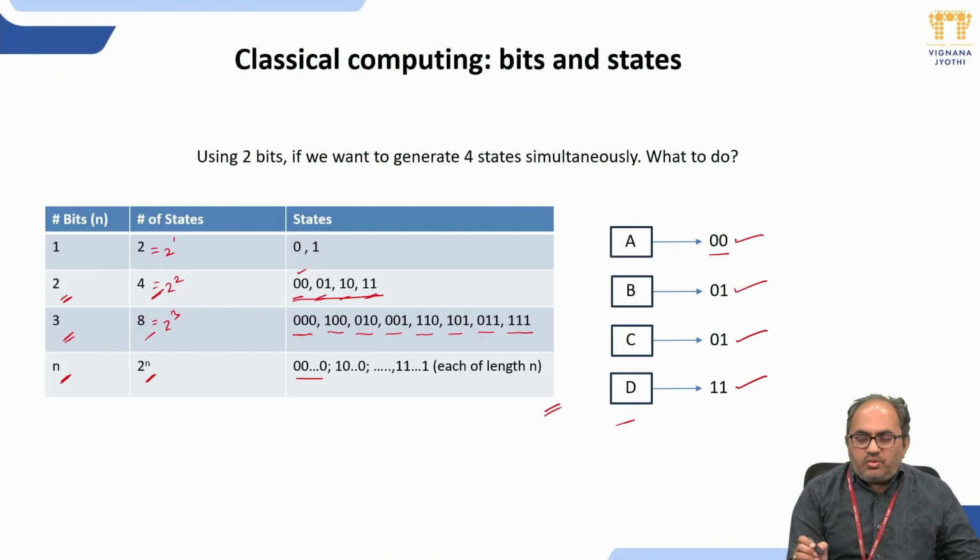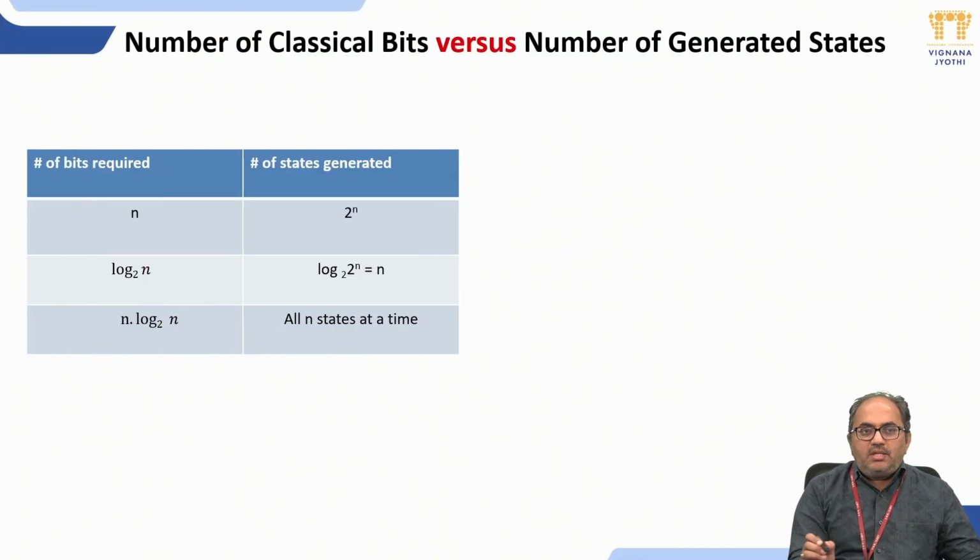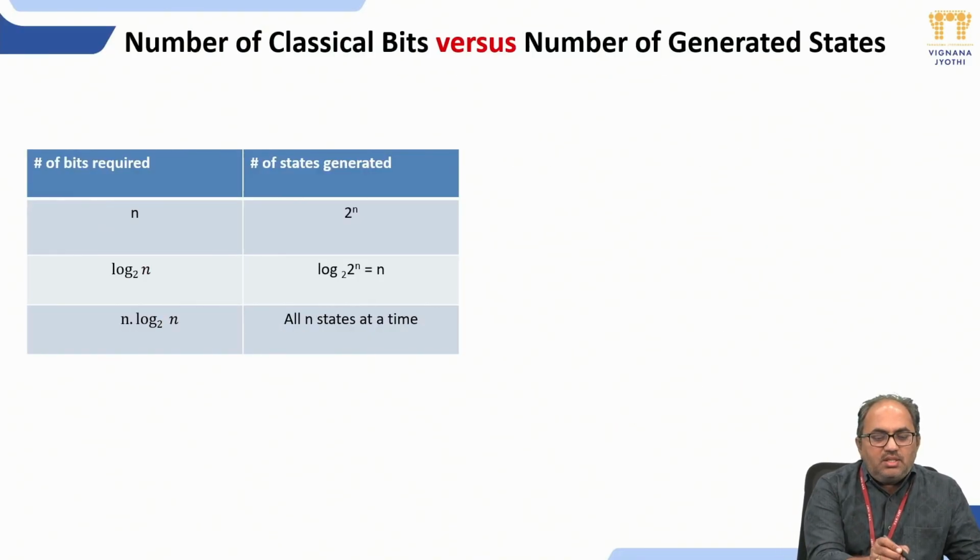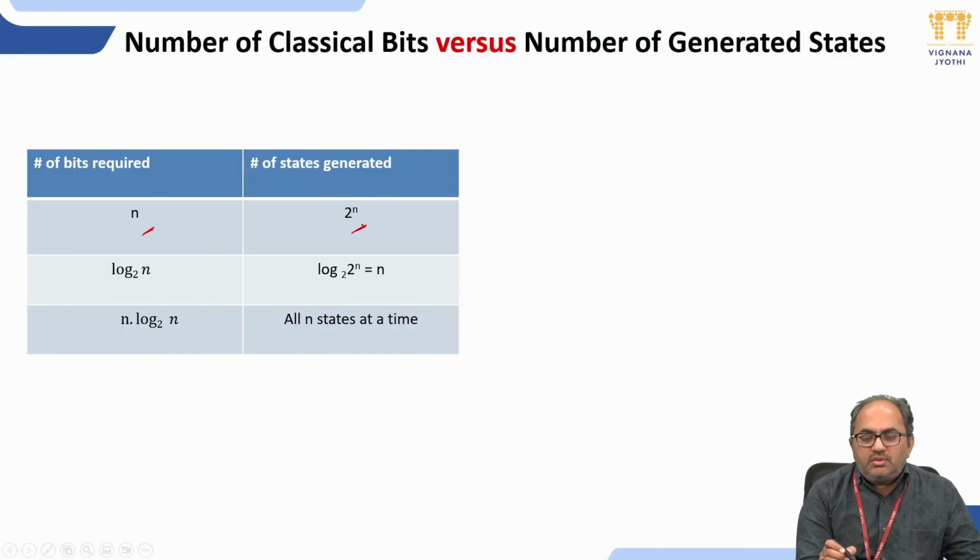So now let us generalize this. Now what did I say in the previous slide? If I have n number of bits, I can generate 2 to the power of n number of states. Now take log on both sides. Log of 2 to the power n base 2 will become n log 2 base 2, which is equal to n. Now what is the point here? The conclusion is that if I want to see n states at a time, how many bits do I require? n into log n base 2.